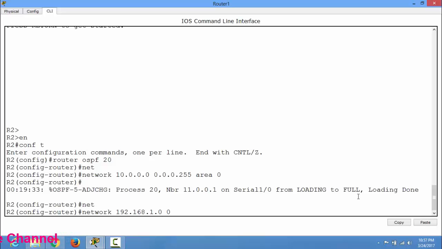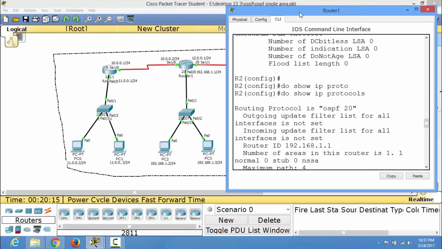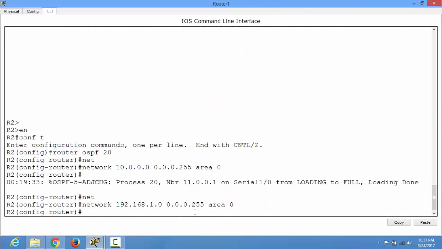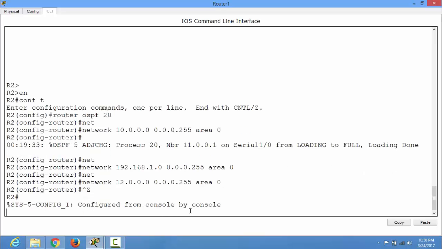Second network, I have to configure network 192.168.1.0 with wildcard 0.0.0.255. Area should be the same. And the third network I need to configure is the 12. So network 12.0.0.0 0.0.0.255, then the area should be the same.